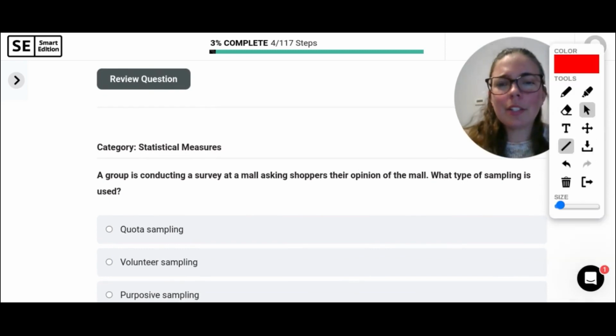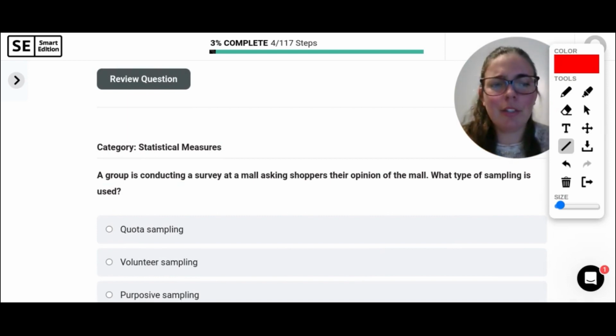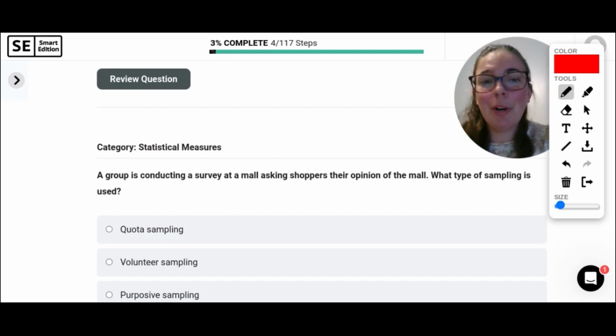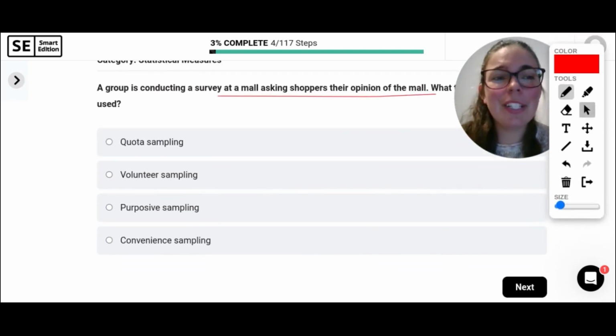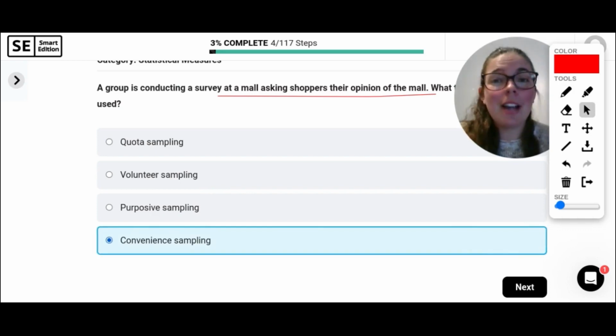A group is conducting a survey at a mall asking shoppers their opinion of the mall. What type of sampling is used? So if you are asking people about the mall while you are at the mall, this is just going to be what we would call convenience sampling. Convenience sampling literally is, as it sounds, what is convenient.